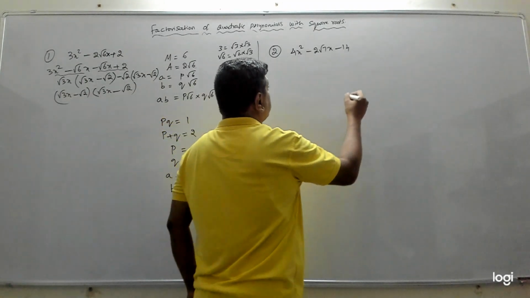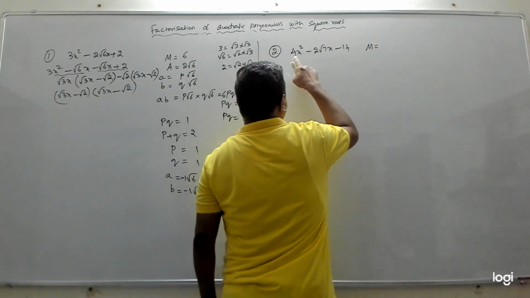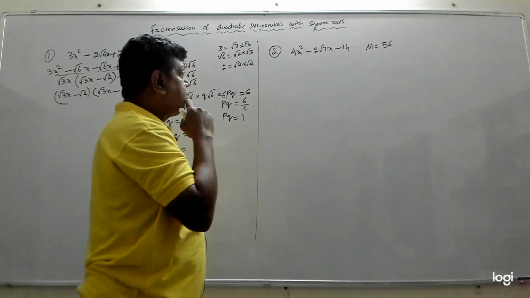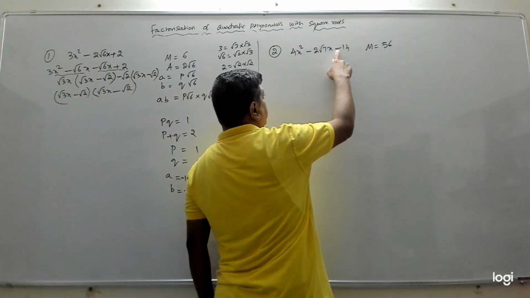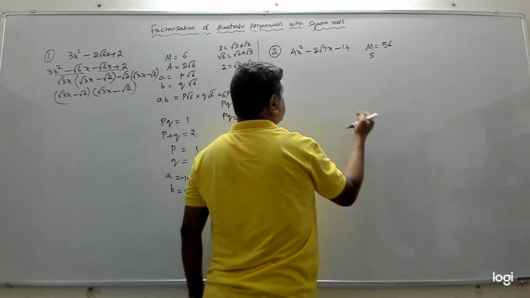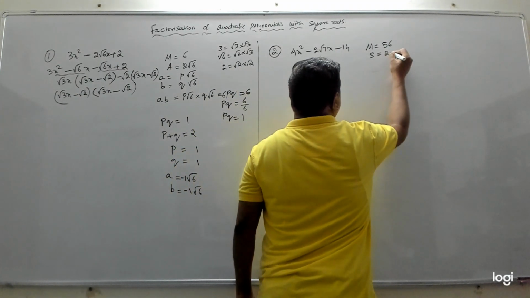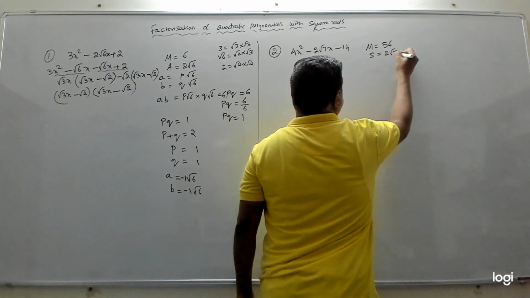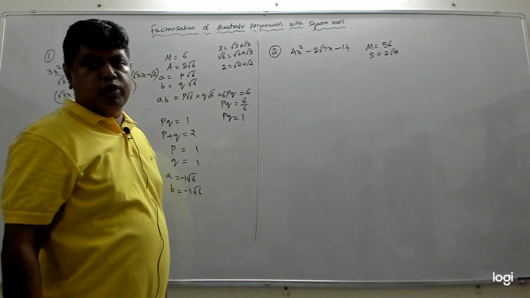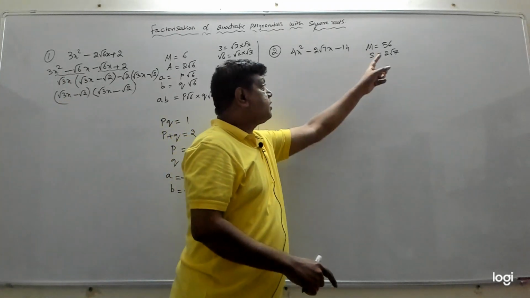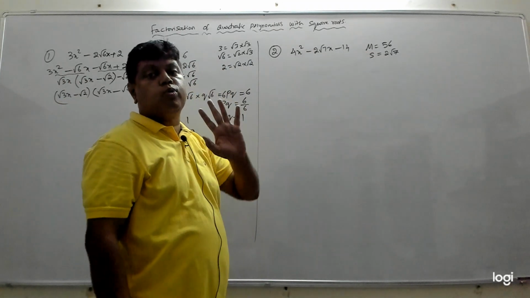When I multiply two numbers, I should get 4 times 14, which is 56. The same two numbers, what is the sign? Minus. Minus means subtract. The same two numbers, if I subtract, I should get 2 root 7. So we should find two numbers such that when we multiply them, we get 56, and if we subtract them, we get 2 root 7.